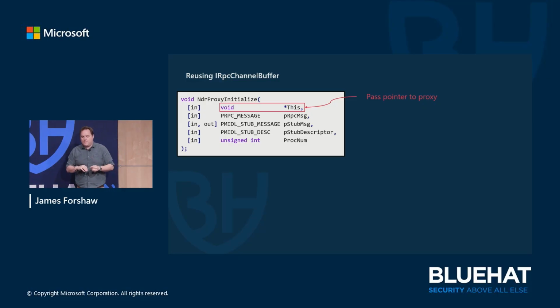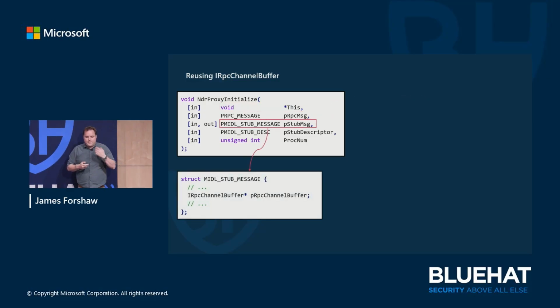So you have this NDR proxy initialize function, and the purpose of this is you pass it the proxy interface that you want to start marshalling for, and it returns you back all the information associated with that proxy so that you can start building the marshaled arguments to pass to the remote client. So if we pass in a pointer to a proxy, we get back this middle stub message structure. And one of the fields in this middle stub message structure is the pointer to the assigned channel buffer.